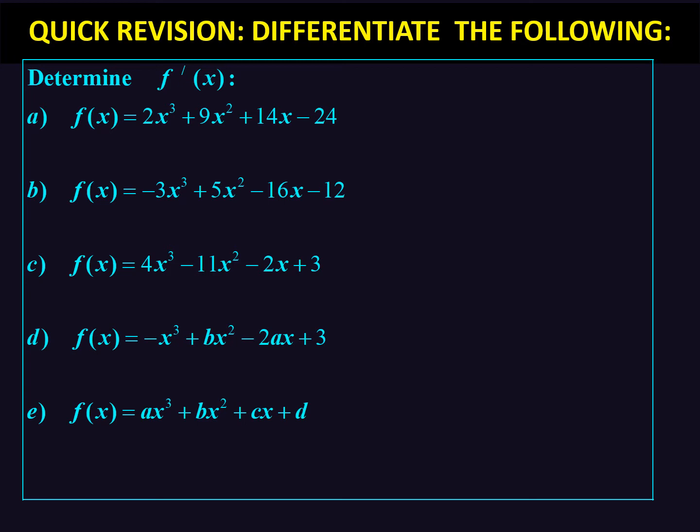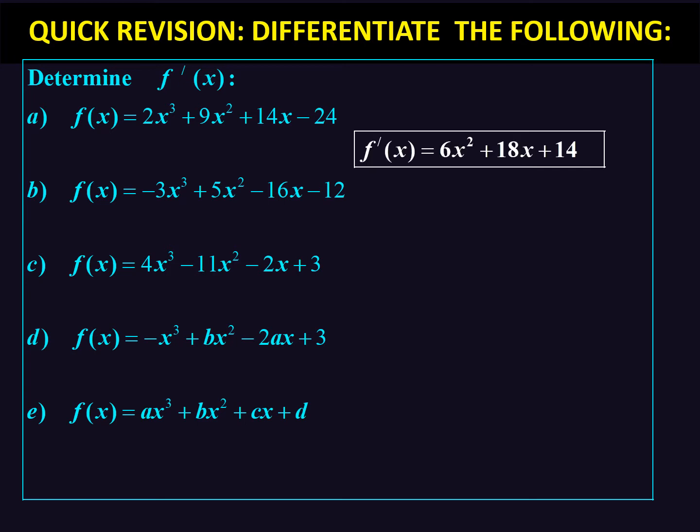Ready. First one, let's check your answer. That's right, 6x squared plus 18x plus 14. What happened to the negative 24? That's right, the derivative is 0. Can you still remember why it is 0? That's right, the gradient of a constant is going to be 0.